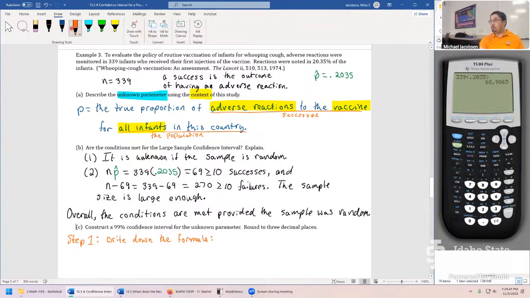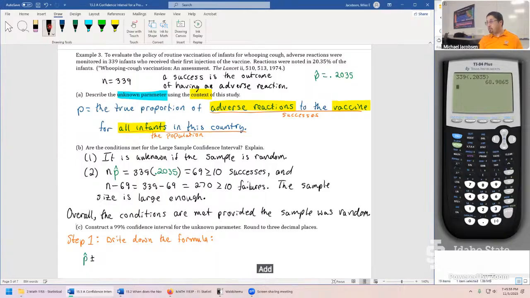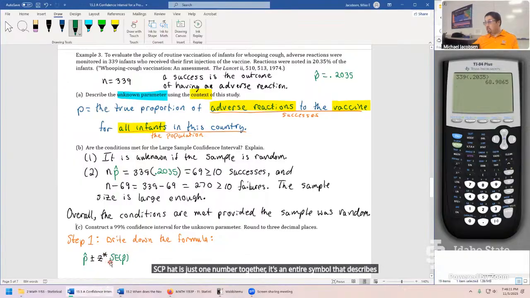Let's put that down below. The formula for this particular confidence interval goes p hat, add or subtract a critical number, z star, multiply it by the standard error of p hat. SE of p hat is just one number together. It's an entire symbol that describes this one number.